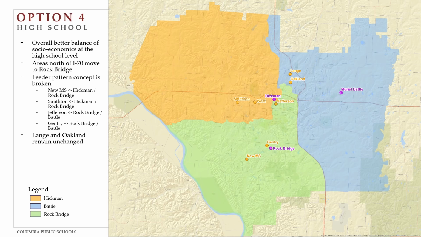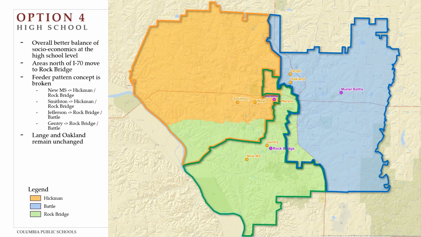So here's our high school options with this, so our current boundaries, and then the proposed boundaries for this one. I think it's also important to point out that this option pretty much abandons the feeder patterns. We've got some splits kind of all over the place. The new middle school would split between Hickman and Rockbridge. Smithton would also split between Hickman and Rockbridge. Jefferson would split between Rockbridge and Battle. And Gentry would split between Rockbridge and Battle as well, kind of in this area over here.